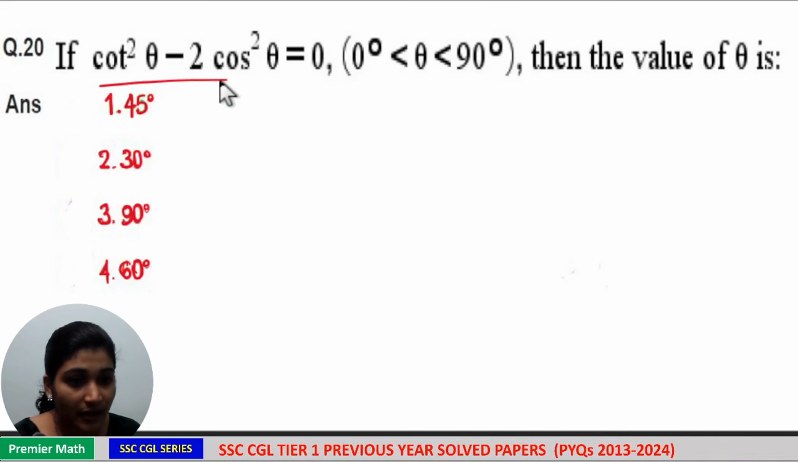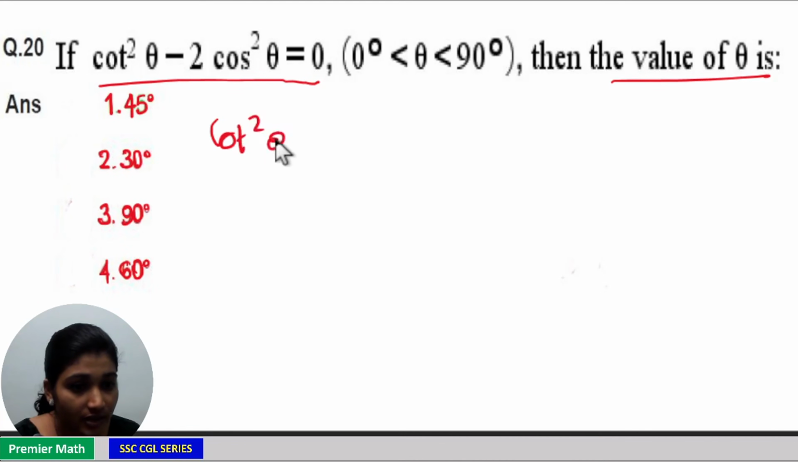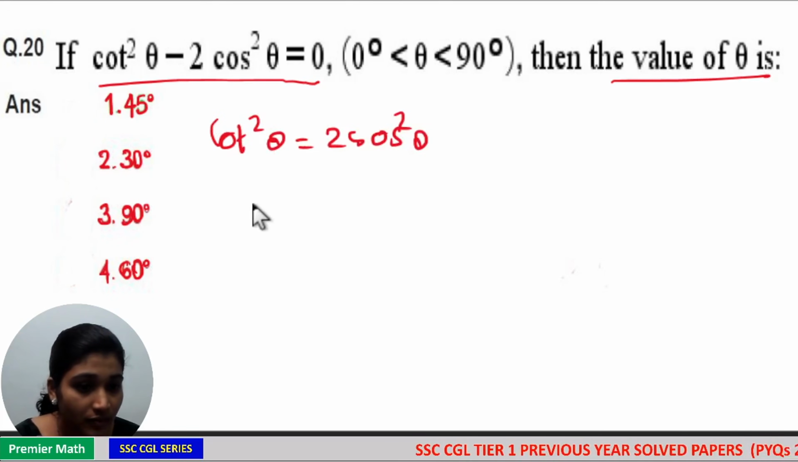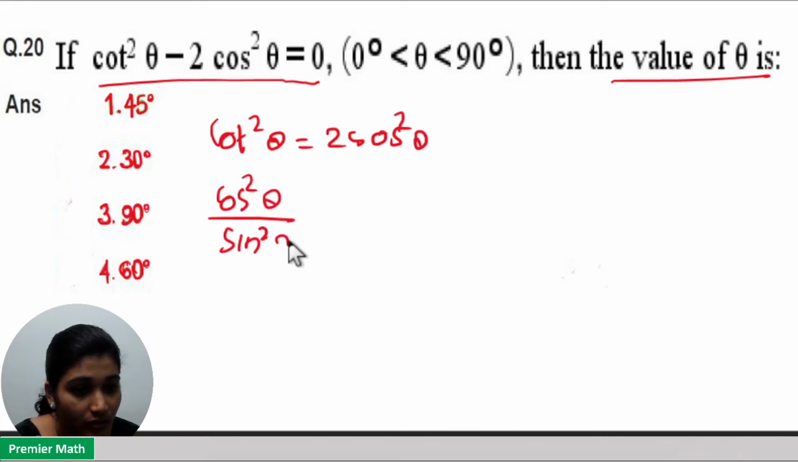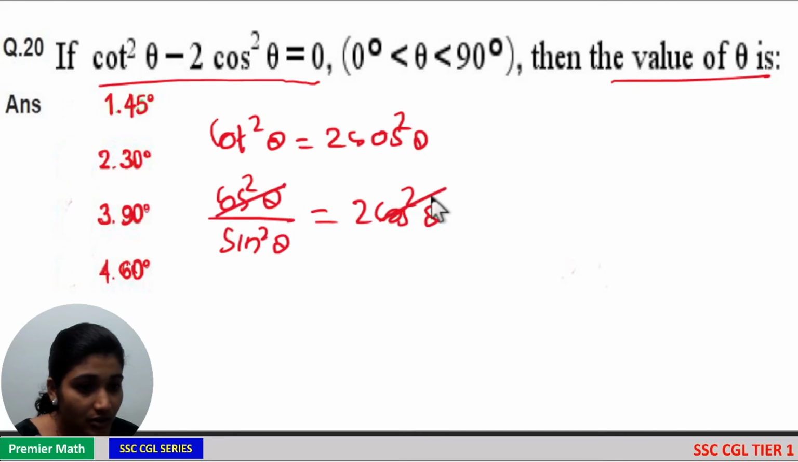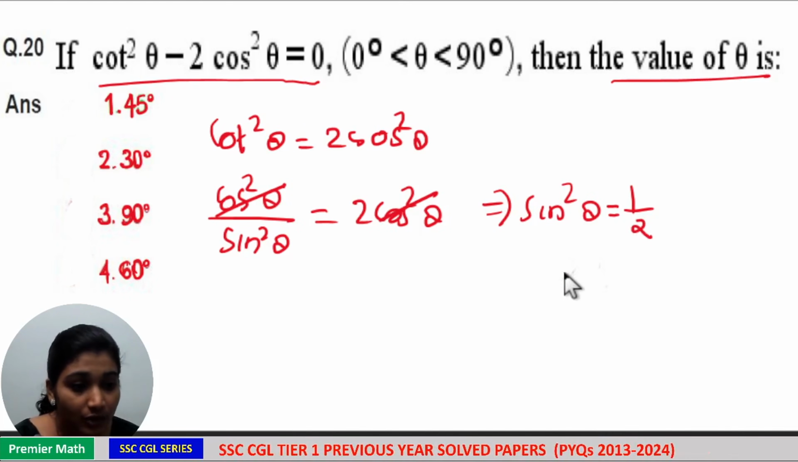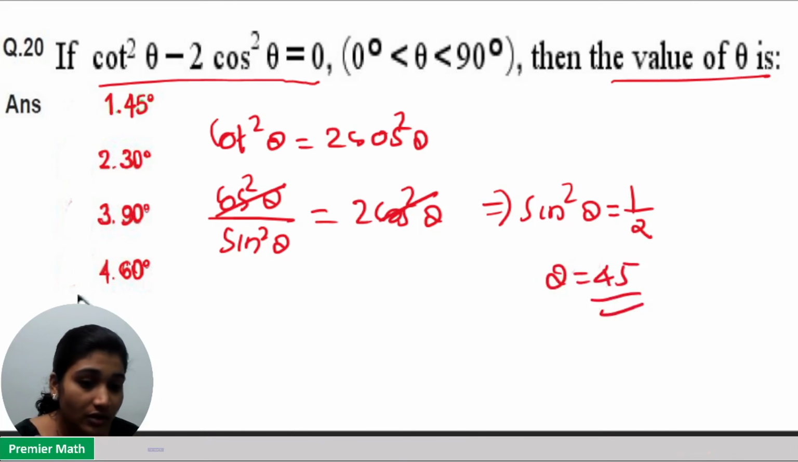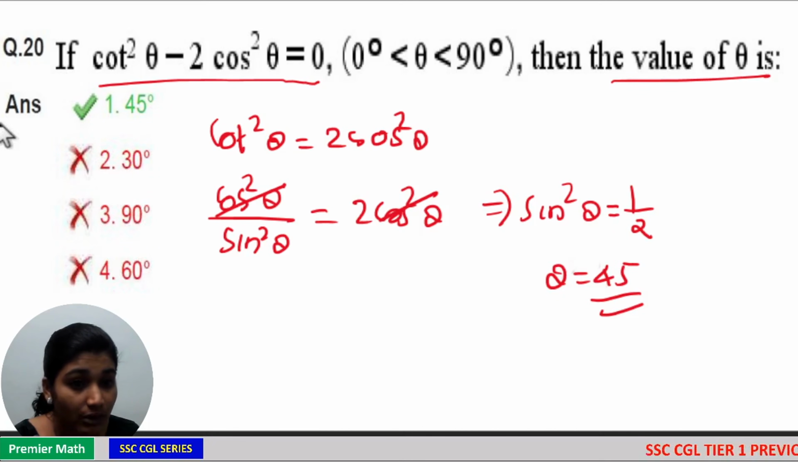If cot square theta minus 2 cos square theta is 0, then find the value of theta. Here cot square theta is equal to 2 cos square theta. Now cot square theta is equal to cos square theta divided by sin square theta, the inverse of tan square theta, which is equal to 2 cos square theta, which means cos square theta and cos square theta cancel. So sin square theta is equal to 1 by 2, which means sin theta is 1 by root 2. So theta must be 45 here. Option 1 is your answer. Sine square 45 is 1 by 2.